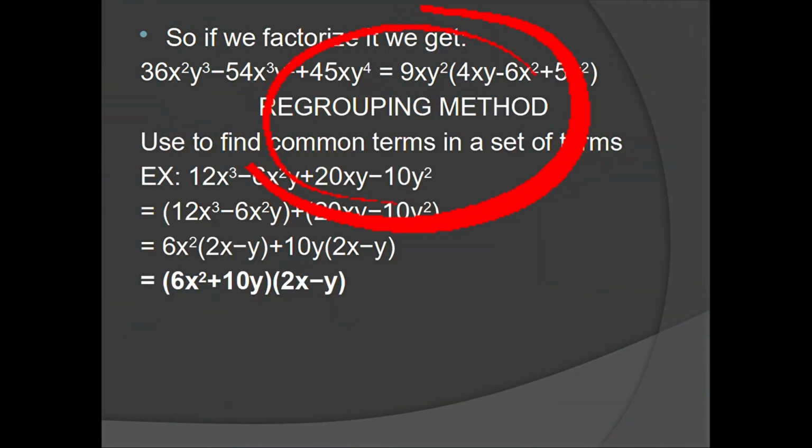And next, the regrouping method. The regrouping method is commonly used when there is an even number of terms. Like in an expression, if I have 4 terms or 6 terms, then I can use the regrouping method. So now I will show you one example, that is 12x cube minus 6x square y plus 20xy minus 10y square.